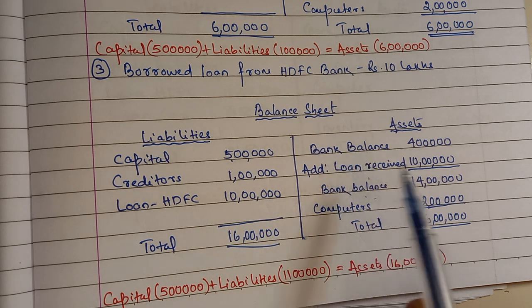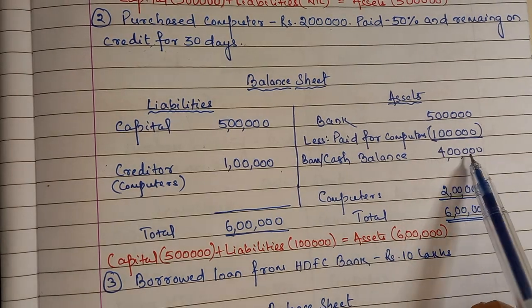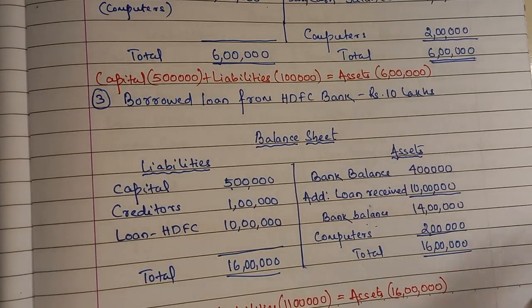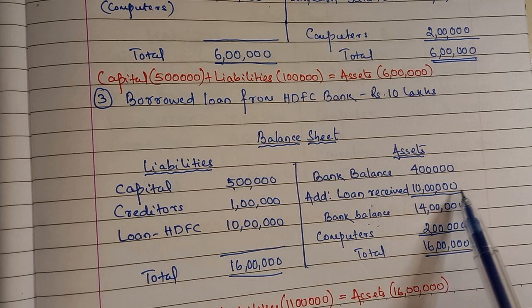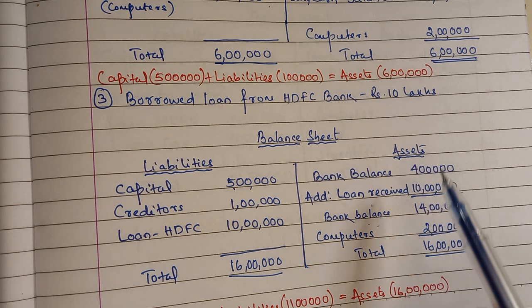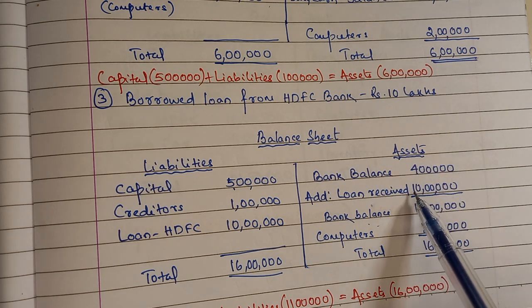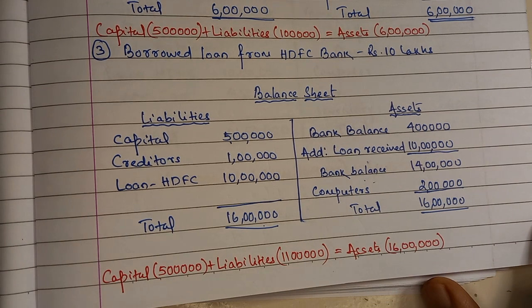Coming to the right side, in the previous case the bank balance was 4 lakh, correct? Now this 4 lakh is increasing to 14 lakhs. Why? Because the loan of 10 lakhs from HDFC Bank is received by the business. Hence the total cash balance is now 14 lakhs: 4 lakhs in the previous balance sheet plus the loan amount you are receiving, that is 10 lakhs. So the cash balance is 14 lakhs. Computers you purchased in the previous transaction still remain 2 lakh. So what is the total now? 16 lakh and 16 lakhs, right?